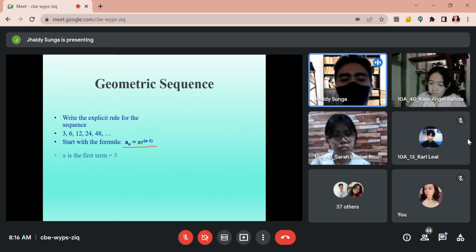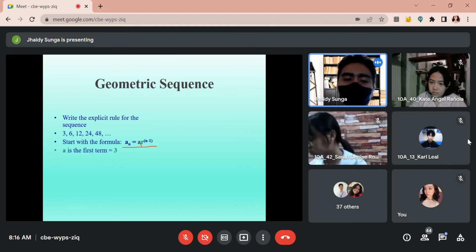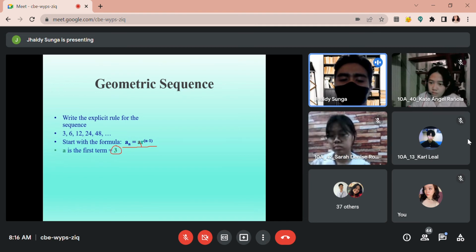Alright, so the first term would be 3. I'm sorry, because in this one, we don't have 1. It should be a sub 1. Alright, so a sub 1 would be the first term. So the ratio or common ratio of this sequence would be 2. Okay, so for this one, the rule would be what?